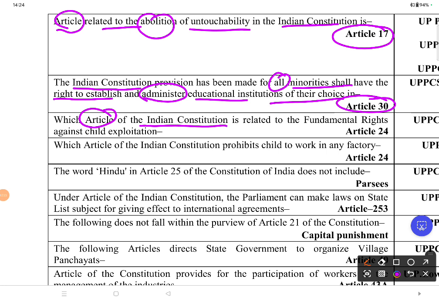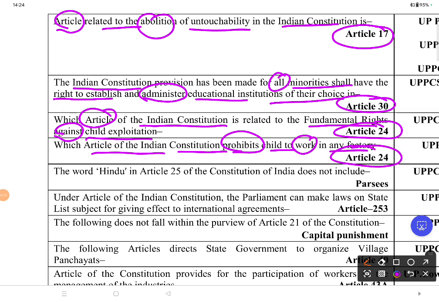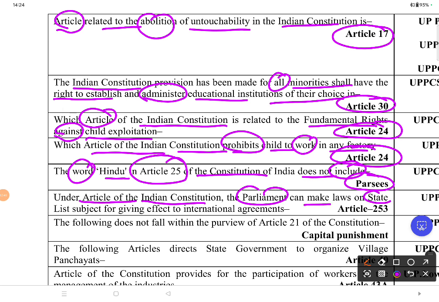Which article of Indian Constitution is related to fundamental rights against child exploitation? Article 24. Which article of Indian Constitution prohibits a child to work in any factory? Is Article 24. The word Hindu in Article 25 of the Constitution of India does not include Parsis. Under which article of Indian Constitution can the Parliament make laws on state list subjects for giving effect to international agreements?